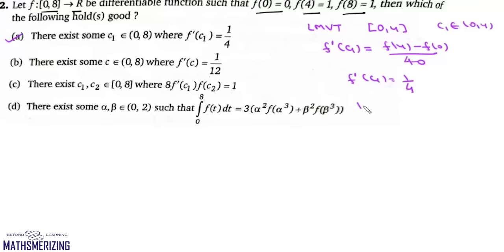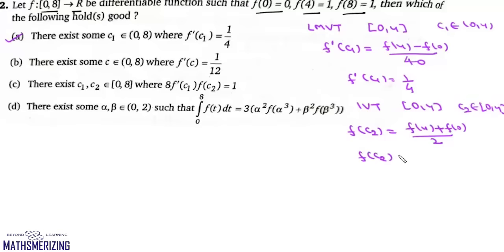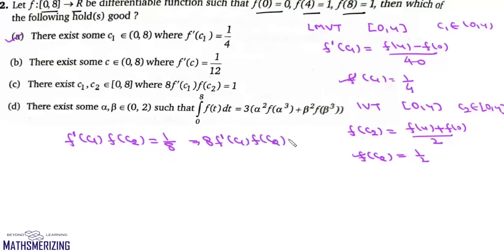Now if we use the intermediate value theorem in the interval 0 to 4, we can say there will be some point c2 such that (f4 plus f0) upon 2 equals f c2, where c2 lies in the interval 0 to 4. Now f4 is again 1, so f c2 will be 1 by 2. Now if we multiply these two results, we can write f dash c1 into f c2 will be 1 by 8, or 8 f dash c1 into f c2 will be 1. So that means this option C is also correct.